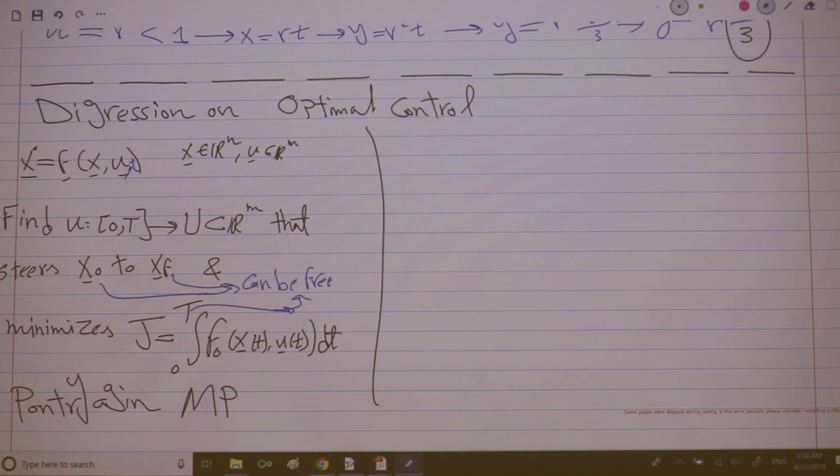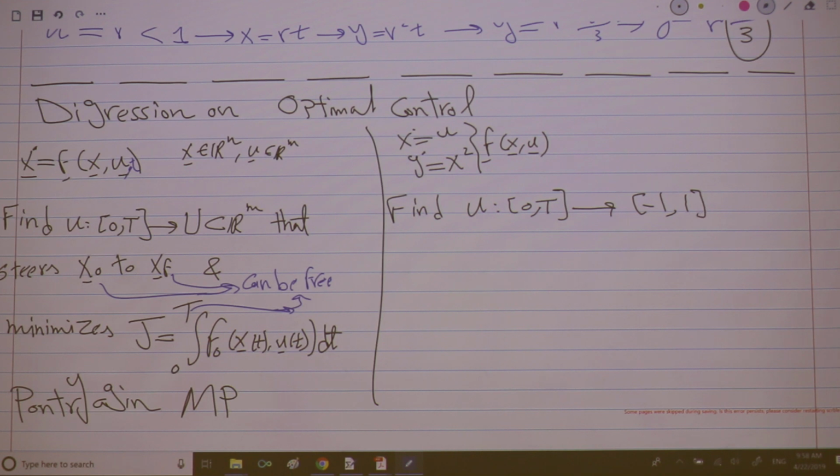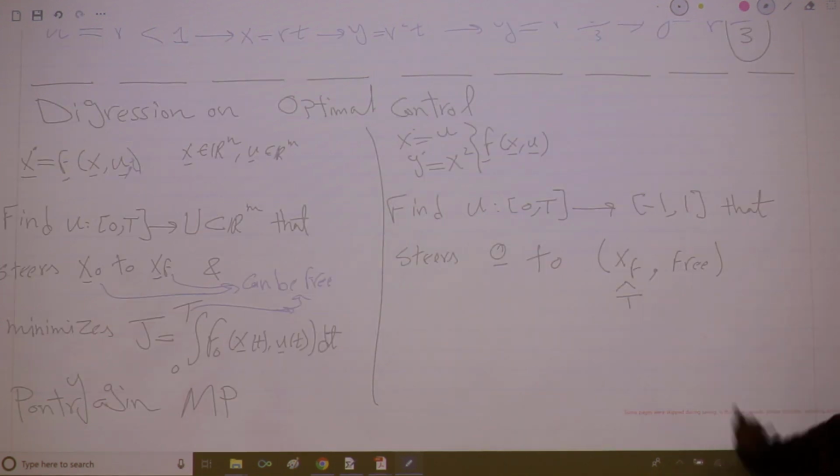Look at our problem. We have x dot equals u, y dot equals x squared, right? So this gives you dynamics, f of x and u. And we want to find u from 0 to t into negative 1 and 1, right? That steers the origin to where? Some x final that is less than t in our problem. And the y is actually free. I don't know y a priori. I want to maximize y. So I don't know the final y. I'm not specifying it. If you're specifying it, you're not maximizing it, right? I don't know what the maximum is, so this is free to me.